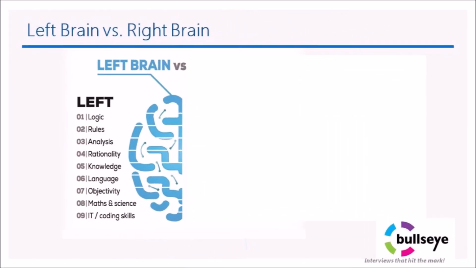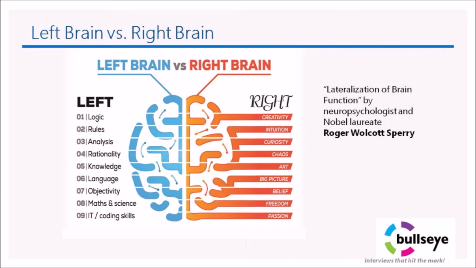Another theory divides skills into the two spheres of the brain, the left brain and the right brain. Left brain, or technical skills, are topics such as logic, rules, analysis, rationality, knowledge, language, objectivity, math, science, and computer skills. Skills on the right side of the brain include topics such as creativity, intuition, curiosity, chaos, art, the big picture, belief, freedom, and passion. This is based on the publication called Lateralization of Brain Function by neuropsychologist and Nobel laureate Roger Wolcott-Sperry. This model basically divides skills into technical skills on the left side and interpersonal skills on the right side.